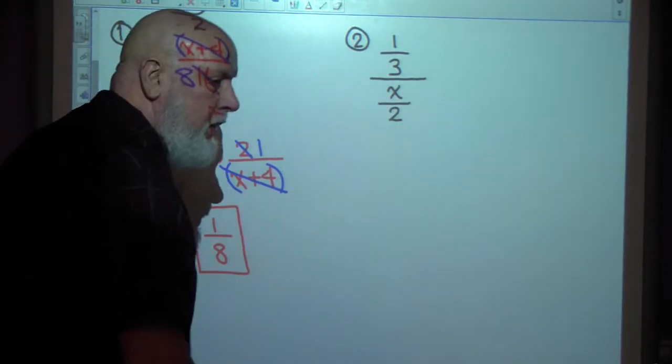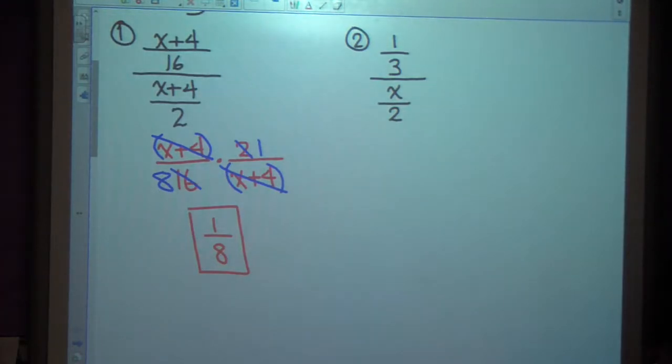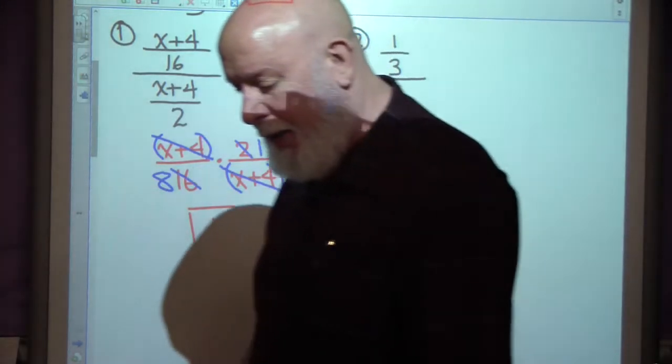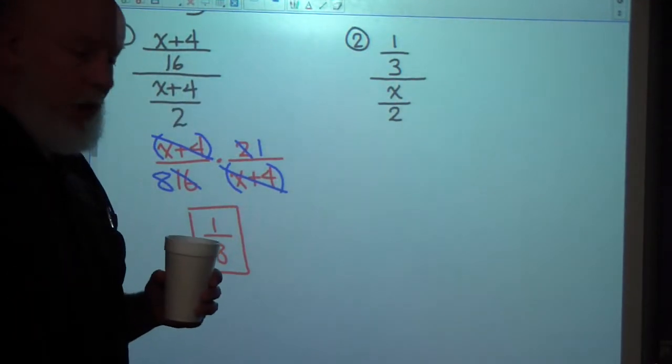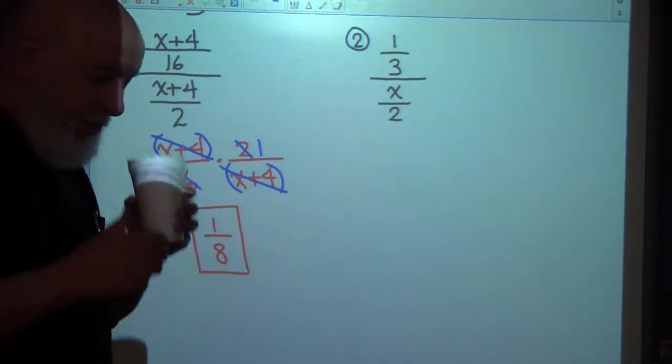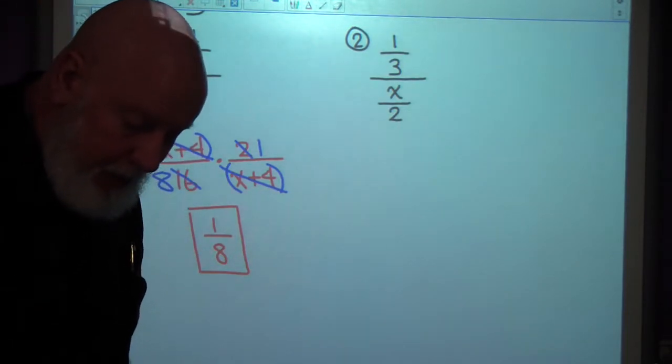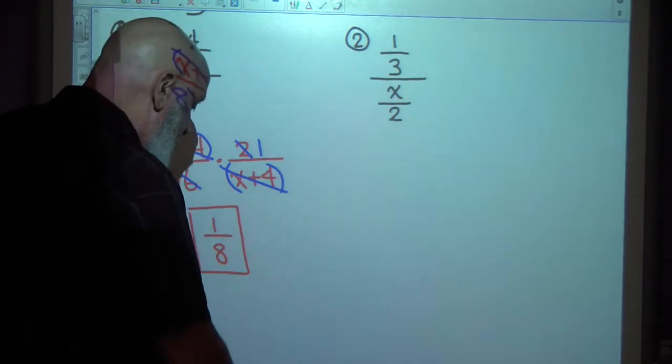And I'm going to take a look at my key if I can find it and see if the key agrees with me. 1/8, yay! I like to have the key handy because I make mistakes. And if I make them, I like to try to find them.